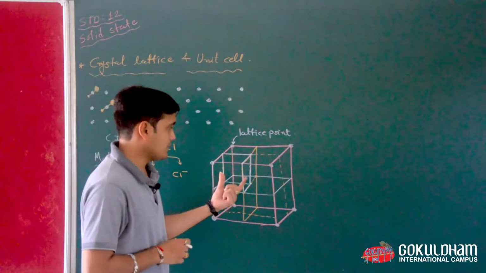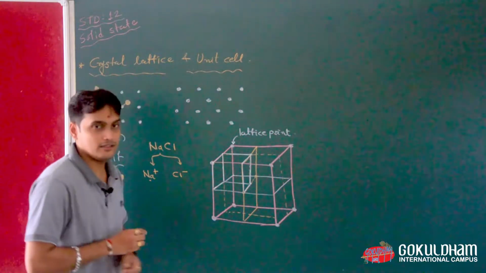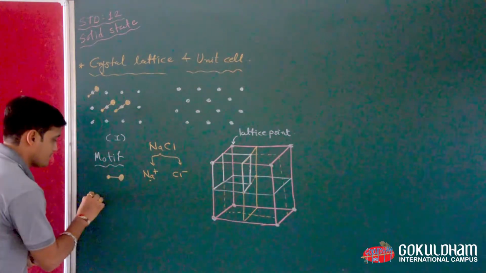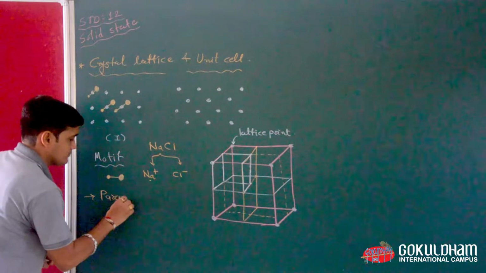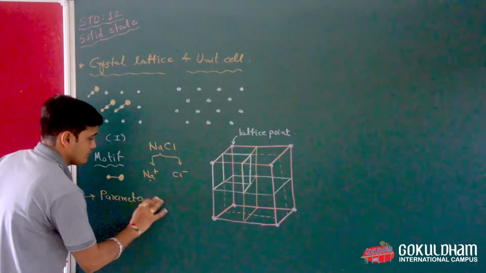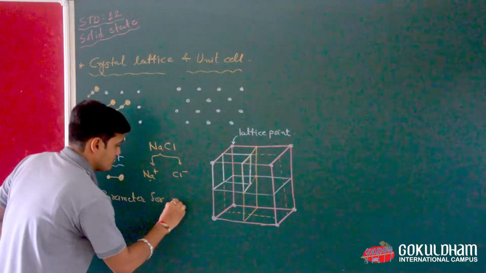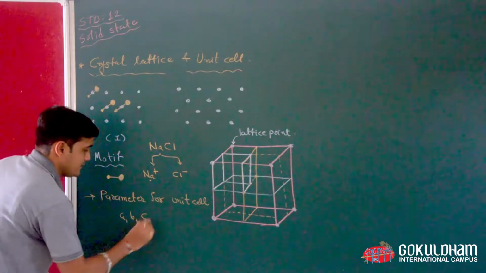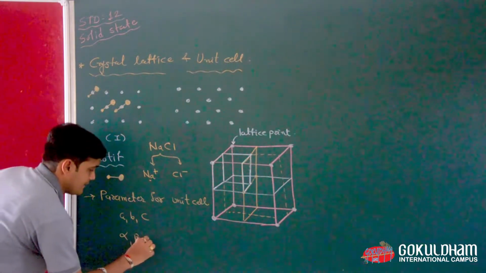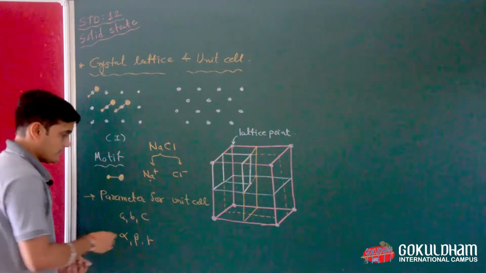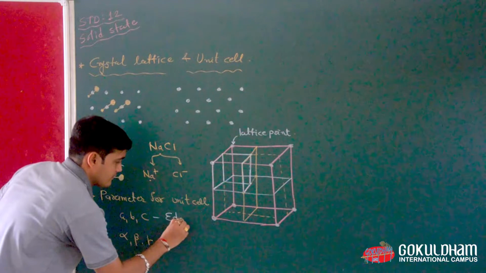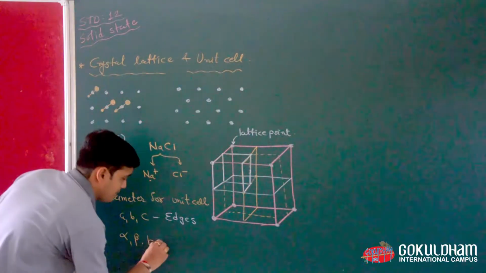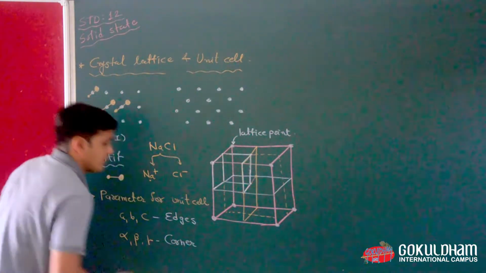If we want to give an identity to any crystal lattice, there are 6 parameters for identification: a, b and c, alpha, beta and gamma. a, b and c are used for edges, and alpha, beta and gamma for angles at the corners.